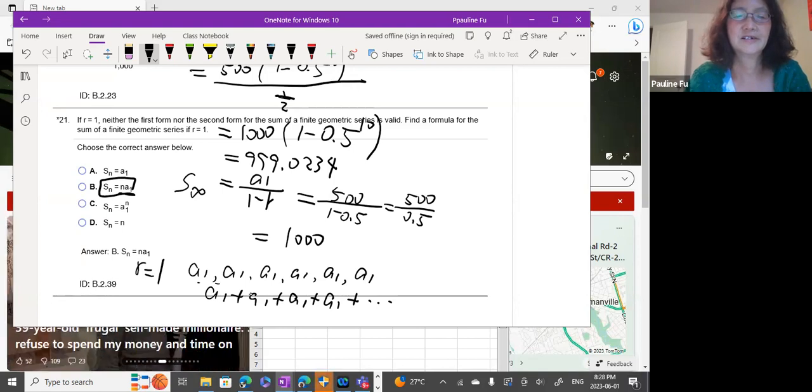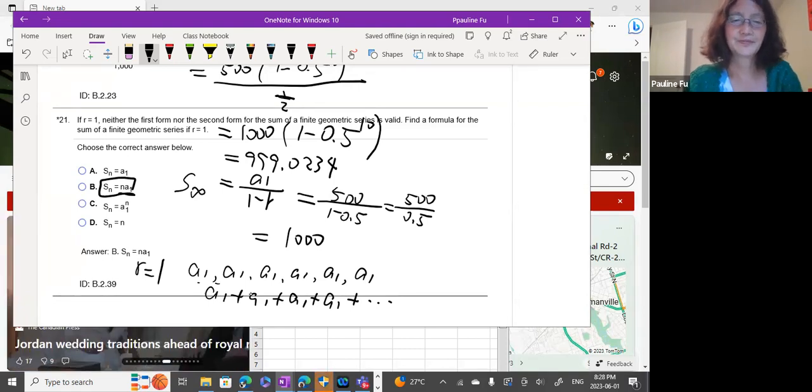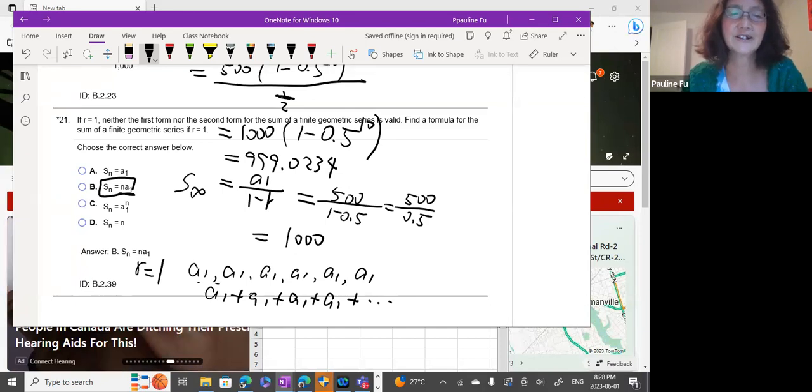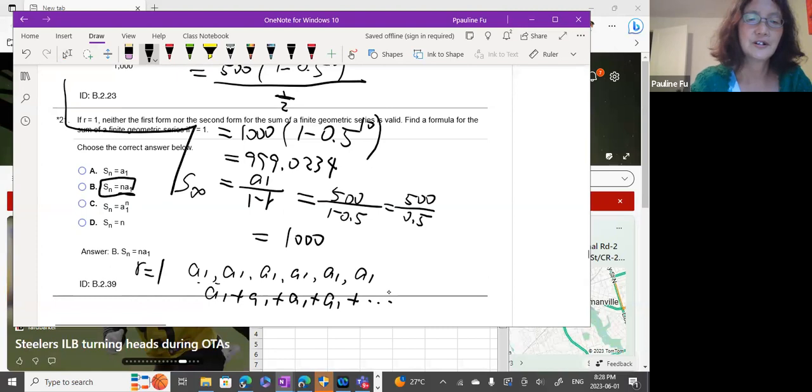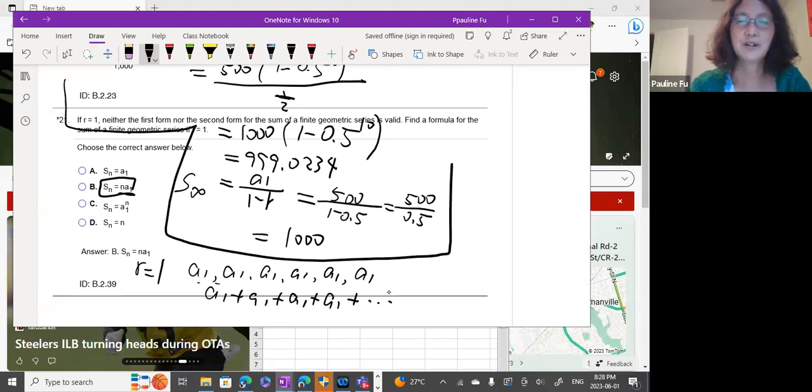Okay. Because the common ratio R is 1, every item is the same as the first item. When you add such a series, it is just N times the first item. Okay, questions? And this belongs to the previous question.